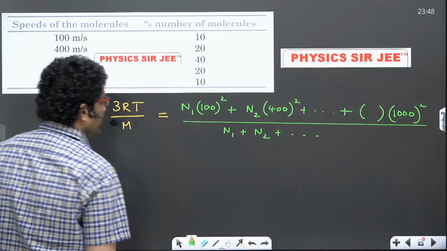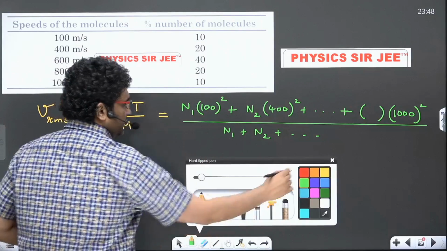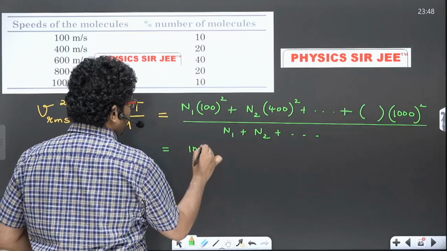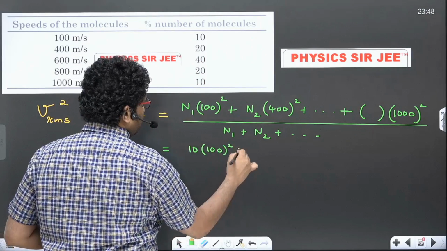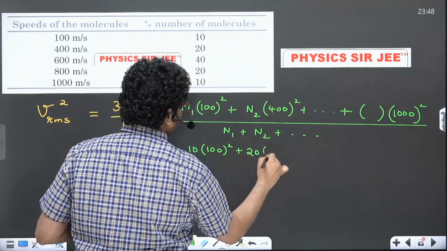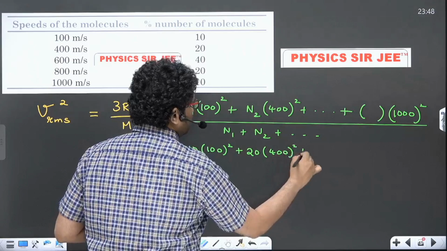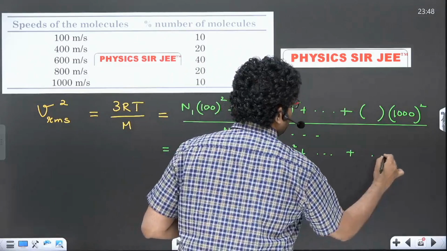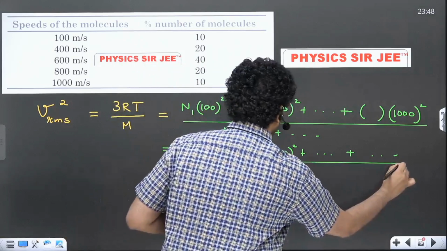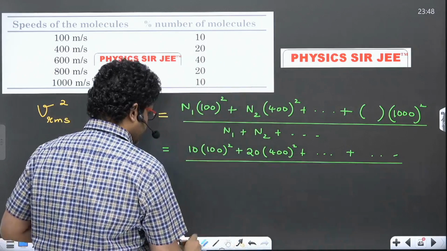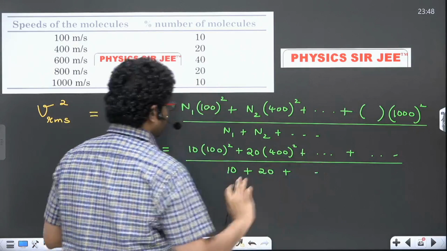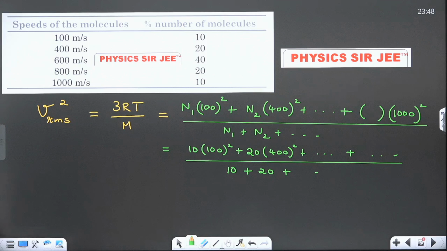So this would be associated with, I'll write that 10 into 100 square plus second one would be 20 moving with 400 square, and so on and so forth till the last term, divided by, now instead of n1, n2, n3, you would write 10 plus 20 plus so on and so forth. Now, up till here I think this is very, very clear.